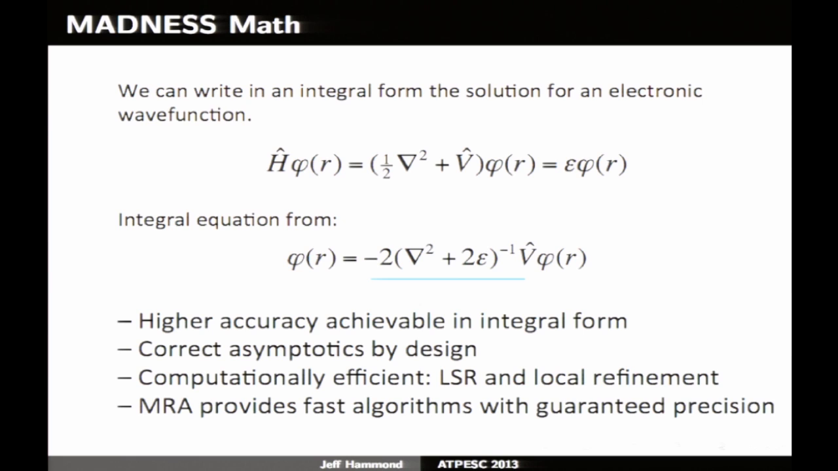You don't have the same numerical instabilities as you do in the differential form. You can put your boundary conditions into the Green's function and just iterate on them, and they will be correct. And the integral form allows you to do things with low separation rank and decoupling, and exploit sort of the smooth properties of the Coulomb operator, for fast algorithms and things like this.